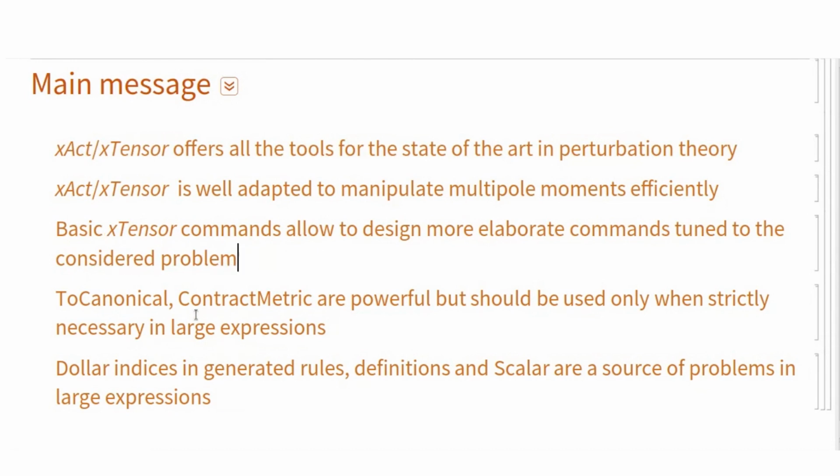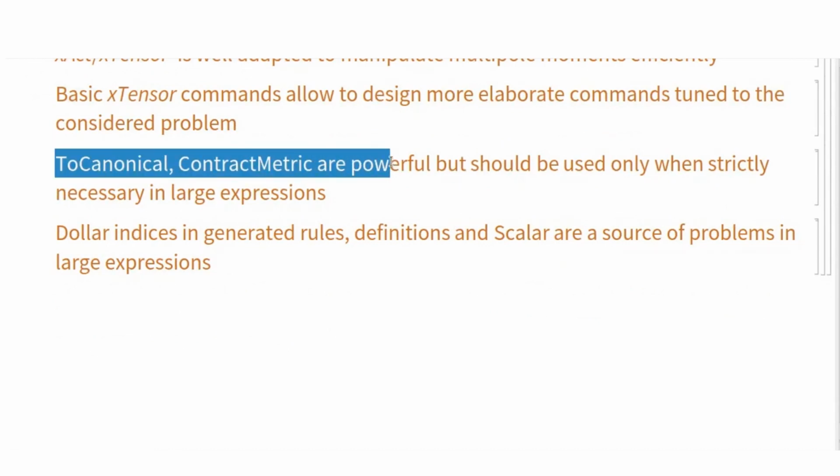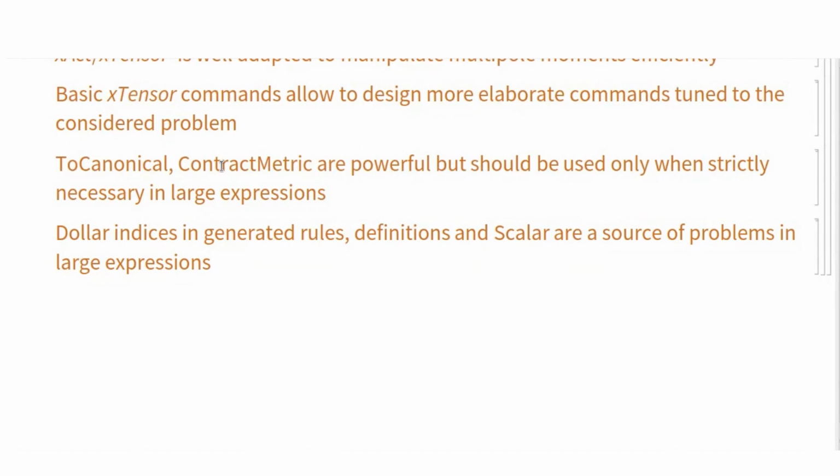So it is better to really tune the commands to the problem. And I find that for very large expressions, two canonical and contract metric are powerful, but should be used only when strictly necessary. And dollar indices create problems in rules, definition, and scalar. And so we should find ways to avoid them if possible.